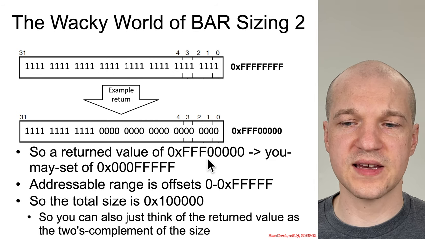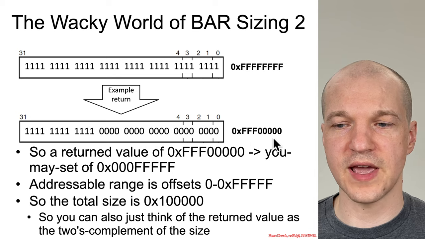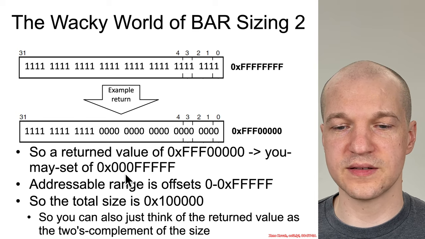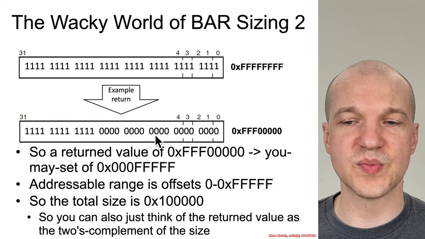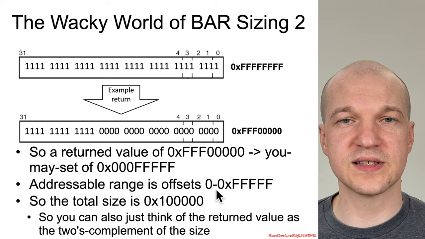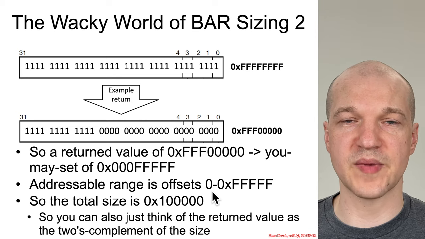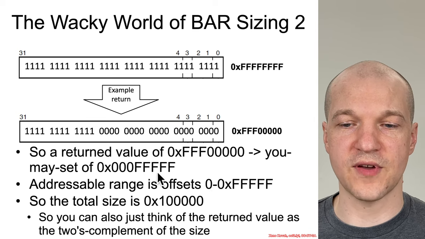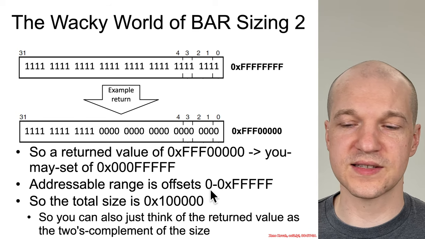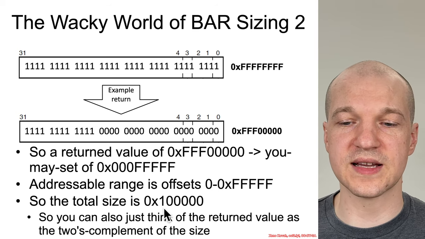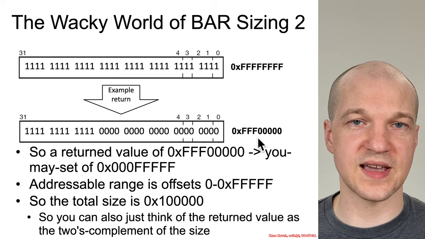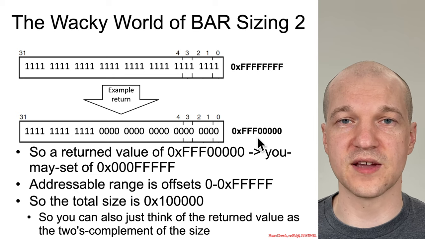So one way of thinking about that is if this particular device returned 3 Fs and 5 zeros, the don't care bits that you may set are 0 to FFFF. So all these bits are the ones that are don't care and can be used for addresses. If we interpret it that way, then it's basically saying you can create an address within my memory mapped I/O range from 0 to FFFF, so 5 Fs. And so that means that if the indexes of the addresses are 0 to 5 Fs, the total size is 1 and 5 zeros, which is 1 megabyte. So basically, this would be a device saying, I need 1 megabyte of memory mapped I/O space.